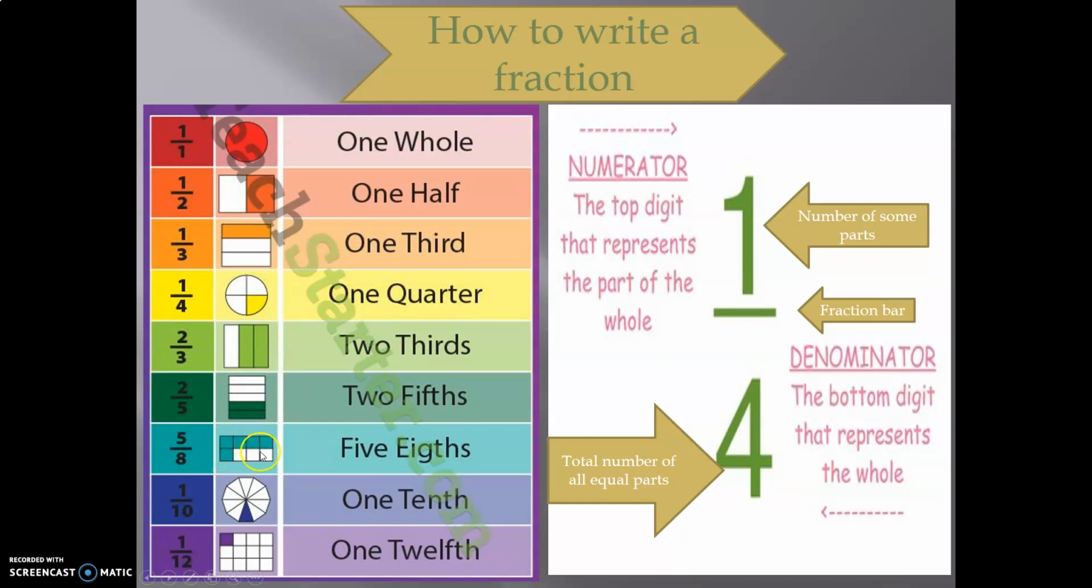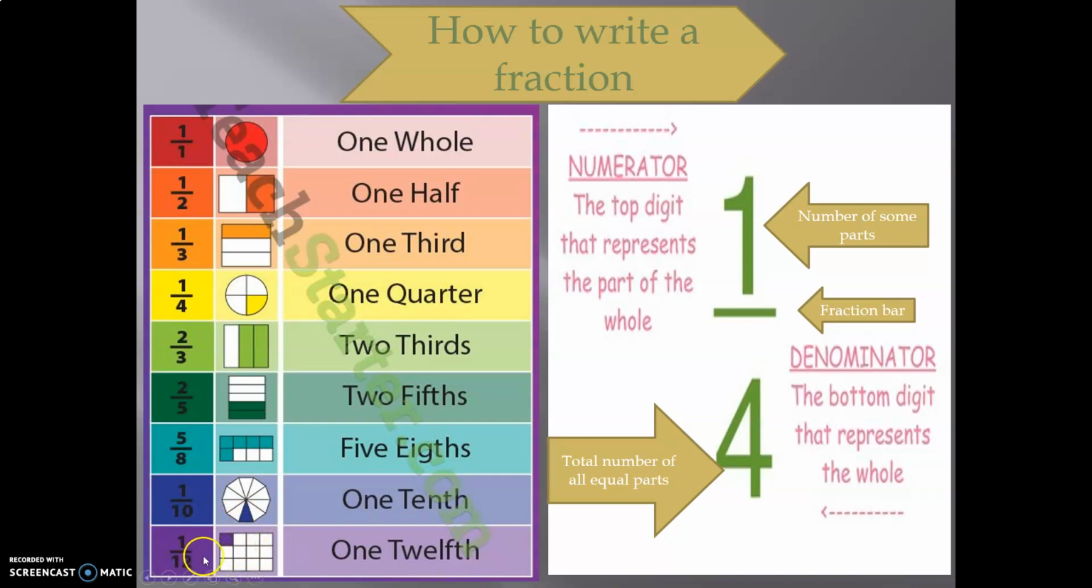Let's come here. I cut my shape into 8 equal parts. Did you count, Miss Sarah, the equal parts? No, I just looked at the fraction. If you look at the denominator, it shows you the total number of the equal parts. The total number of the equal parts here is 8. But did you color all the 8 parts and finish the whole shape? No, I just colored 5 out of the 8. And here, I just colored 1 out of 10. It's called 1/10.